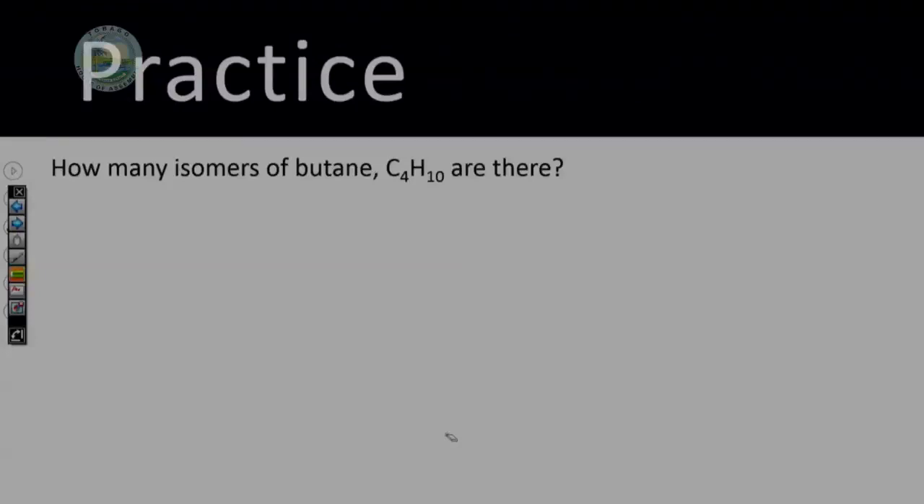This question is asking, how many isomers of butane, C4H10, are there? A, 1; B, 2; C, 3; D, 4. How am I going to get this information? I need to draw my isomers out. So, how do we learn how to draw isomers of butane?